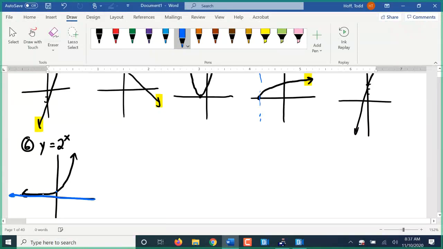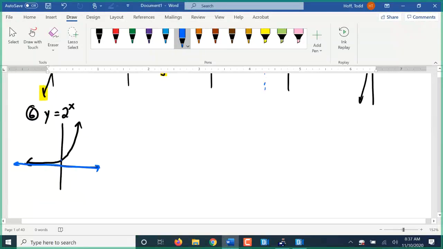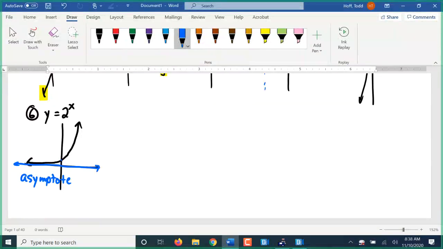The other thing we notice here is as we move to the left, we get closer and closer to the x-axis, but we'll never touch it. That's called an asymptote. It's a line on the graph where the graph of our equation gets closer to that line. It approaches it, but never quite reaches it.